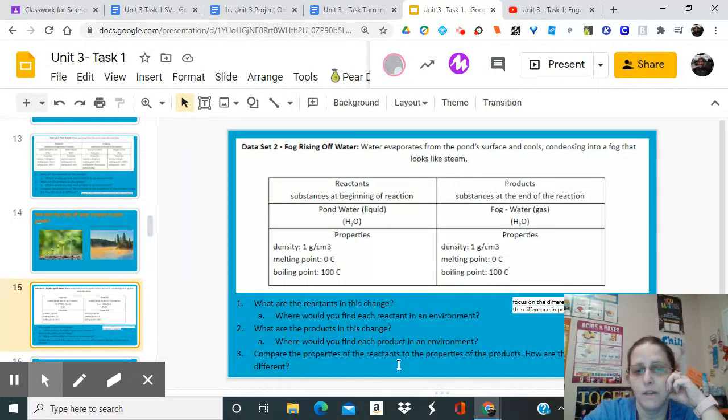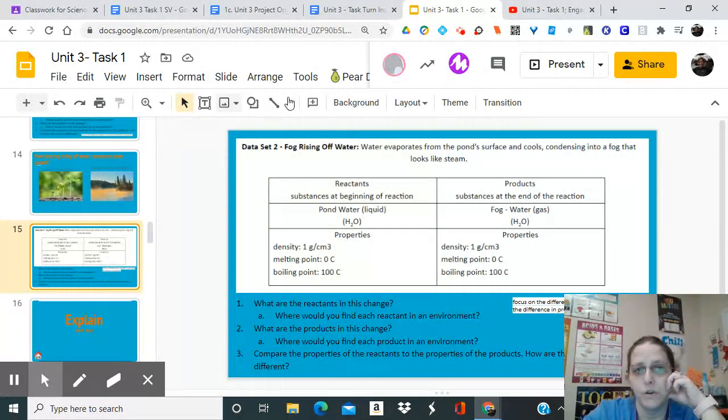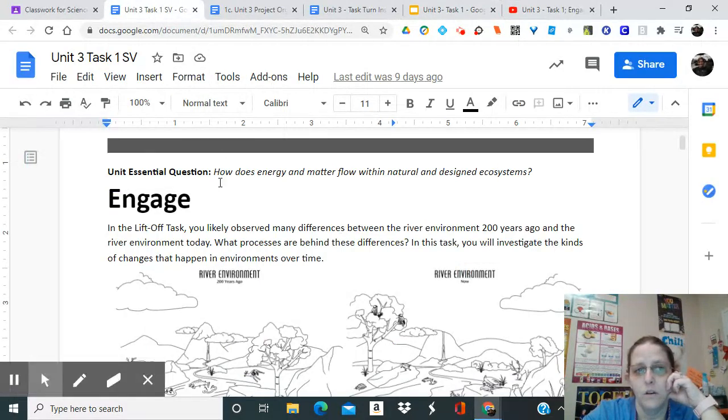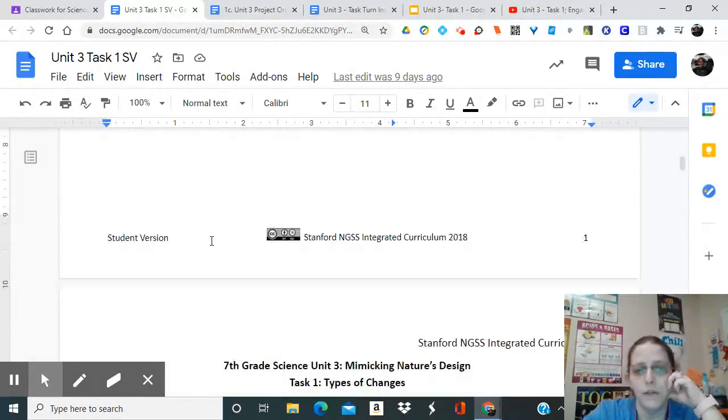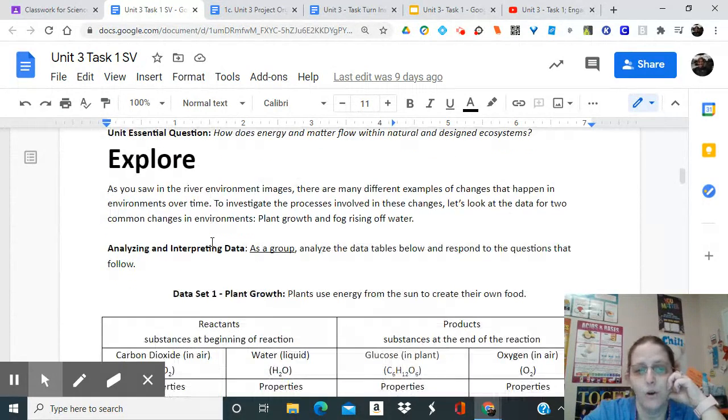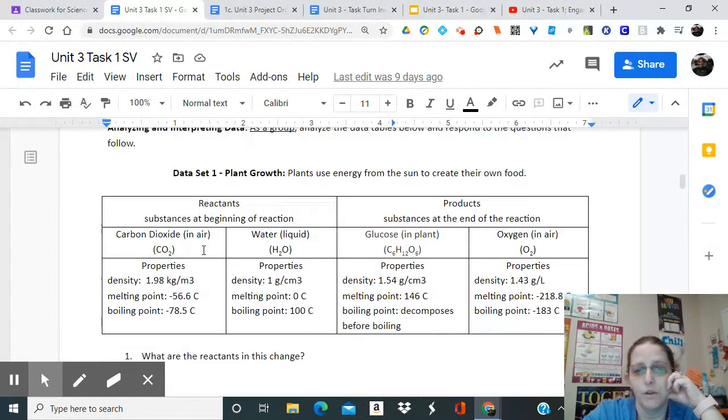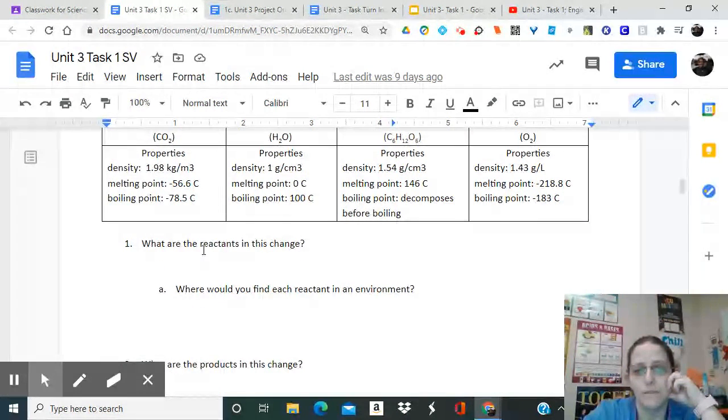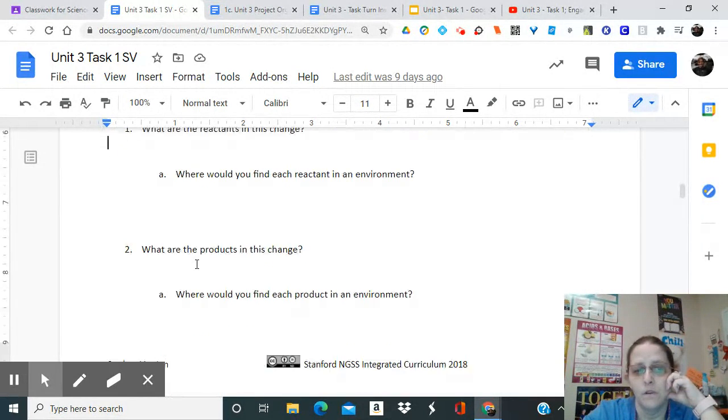And compare the properties of the reactants to the properties of the product. How are they the same or how are they different? Okay, so look at the properties here and here. Are they the same or are they different? Talk to me about that. That's what you're doing. And you're going to do that in your explore portion, apologies, right here in your student worksheet. Okay, your student notes. All of that goes in here.